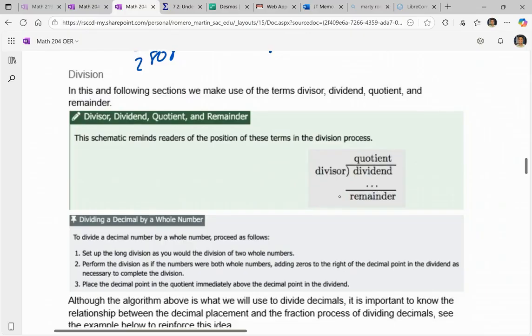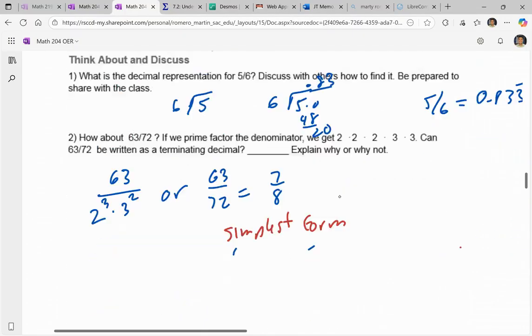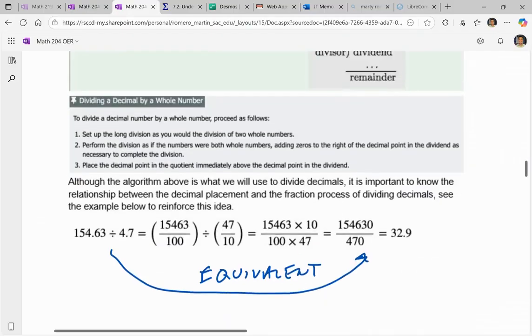Let's just head through this. Let's get through division. Now let's stop there. We'll do the last one on division.